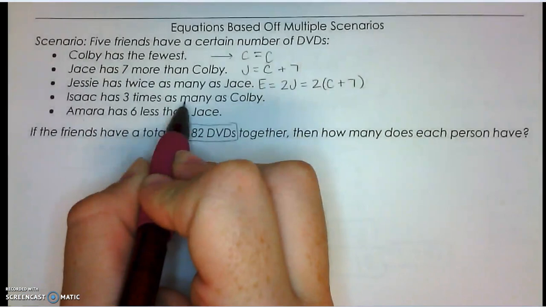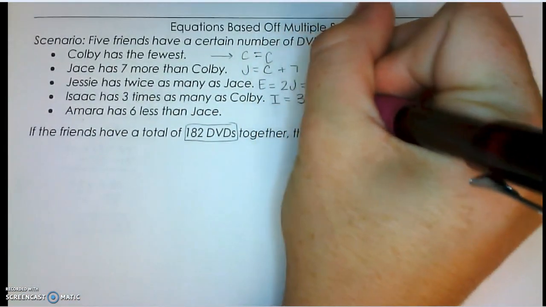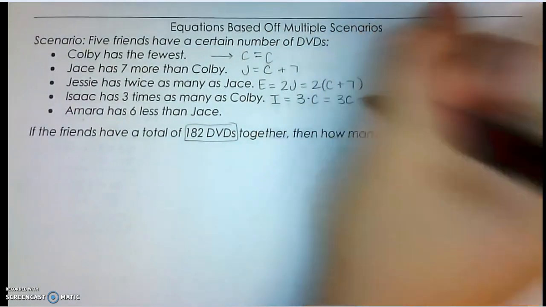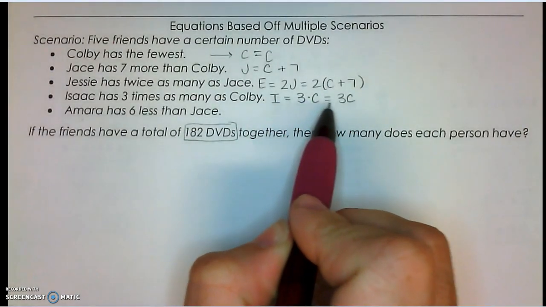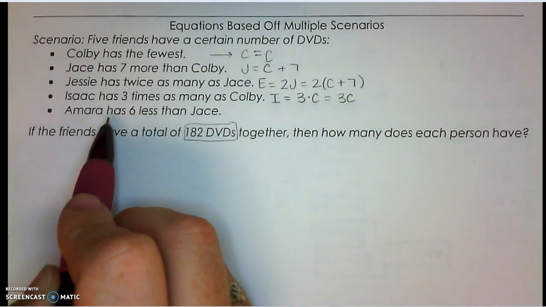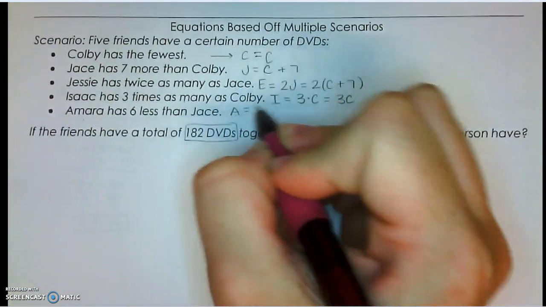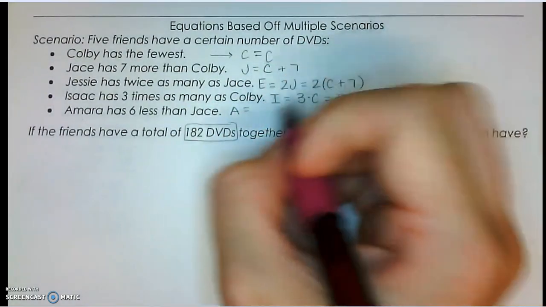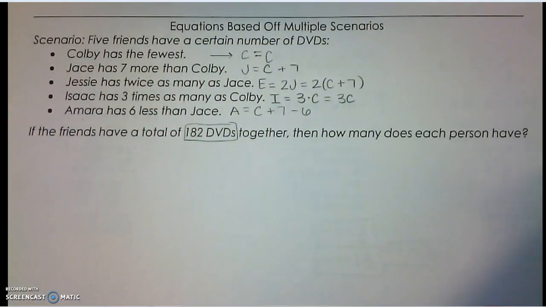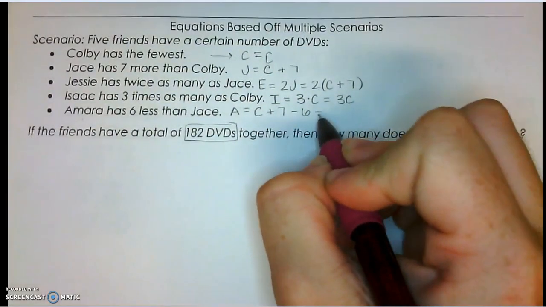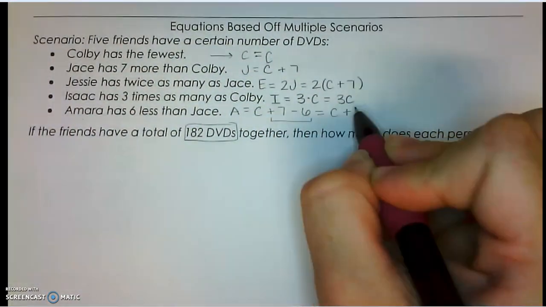Isaac has 3 times as many as Colby. So Isaac is 3 times Colby, which is 3C. Because remember, 3 times x is 3x, so 3 times c is 3c. And Amara has 6 less than Jace. So Amara is 6 less than Jace. So Jace is Colby plus 7. And then we want to subtract 6 for 6 less than. So I'm going to simplify Amara real quick. I'm going to combine these like terms, and that'll just be Colby plus 1.